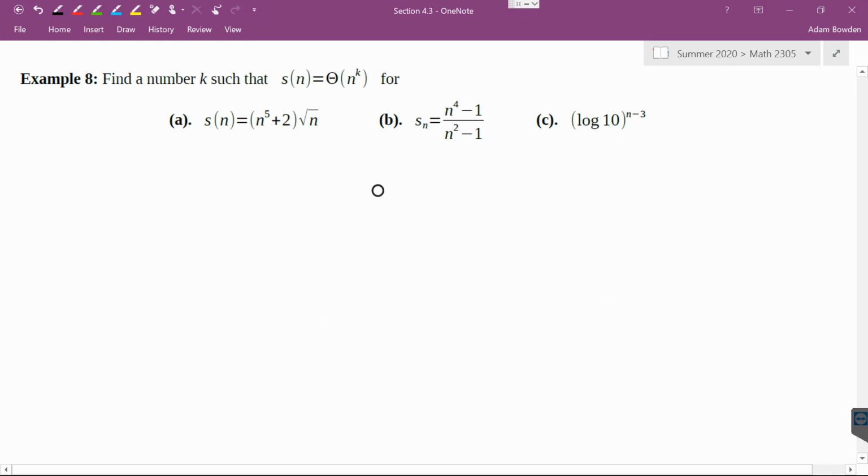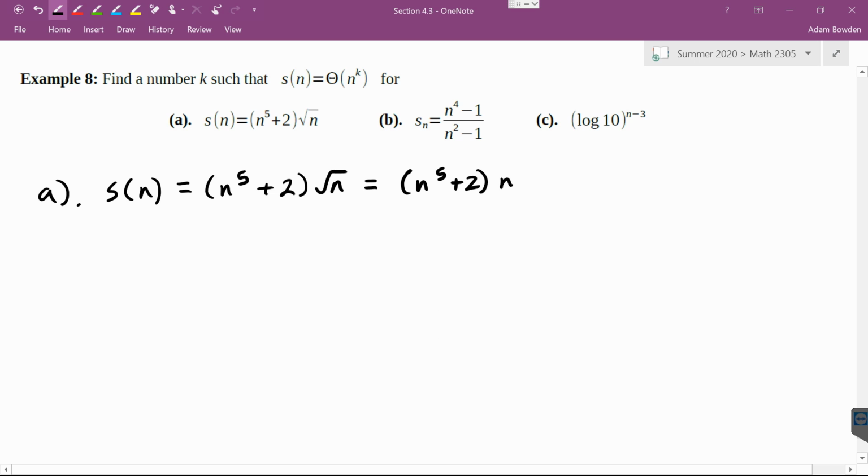Now in this example, we're going to find the numbers such that we have big theta of n to the k for these following functions. So starting with our first one here, s of n is equal to n to the 5th plus 2 times the square root of n. So I'm going to rewrite this as n to the 5th plus 2 times n to the 1/2 power. That would be the same thing as n to the 11 over 2 plus 2n to the 1/2 power.